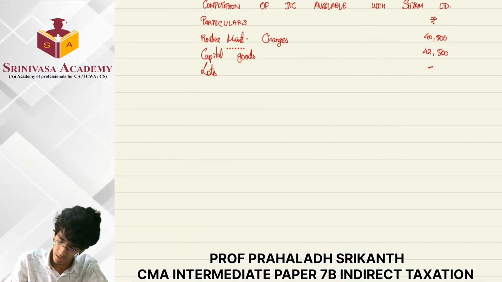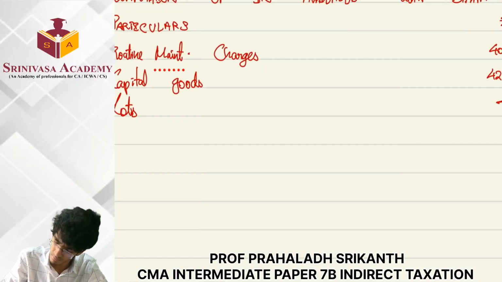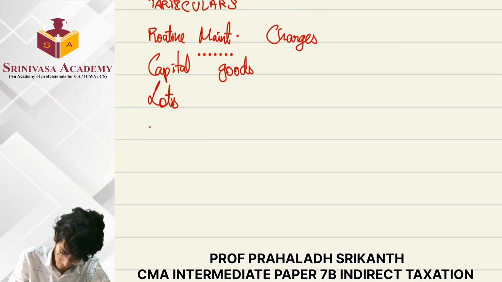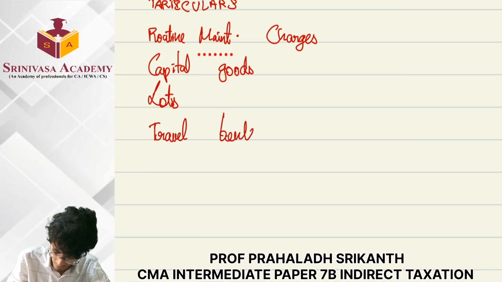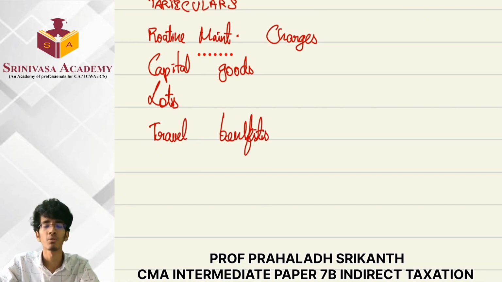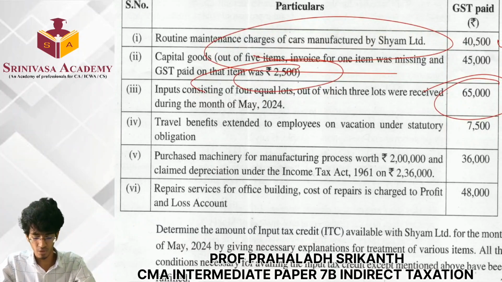So ITC is available on what? Travel benefits. ITC is available on travel benefits. But if it is not as per statutory obligation, is it allowed? It is not allowed. It is blocked as per section 17, subsection 5. Okay, fine. We are going to the next point.